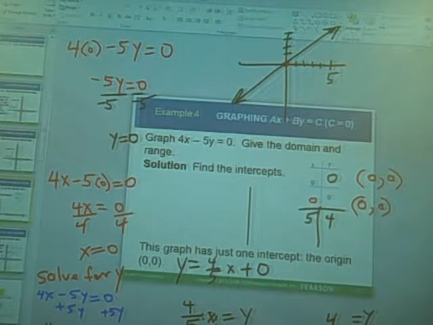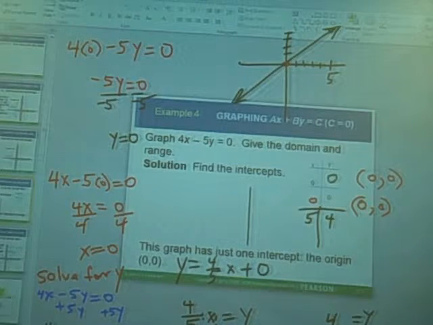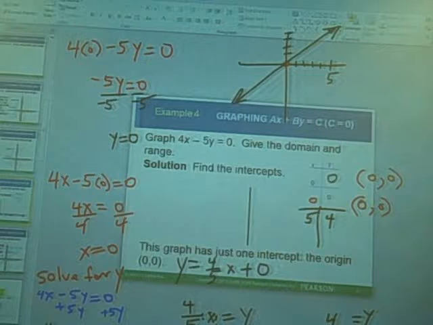Now my question to you guys is, which one do you prefer? You prefer to use the slope-intercept method or just substitute another point? Or does it really matter? Talk to me, guys.